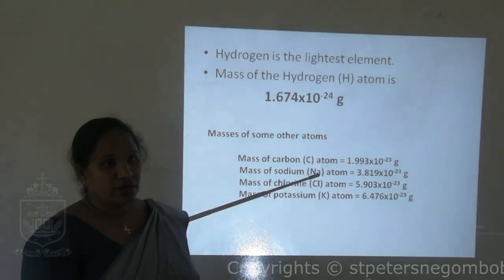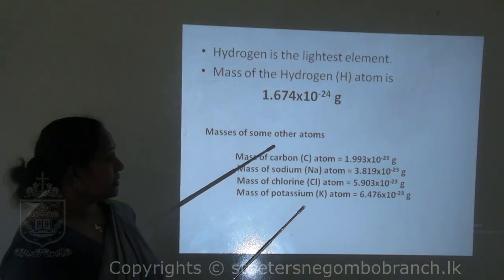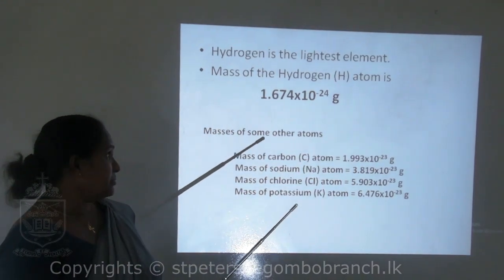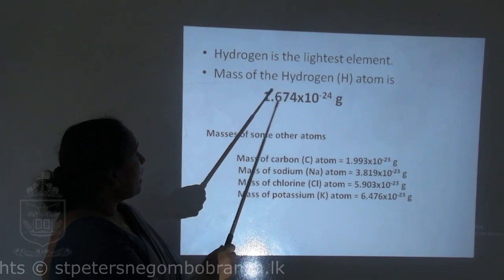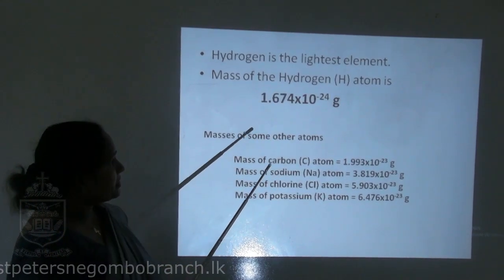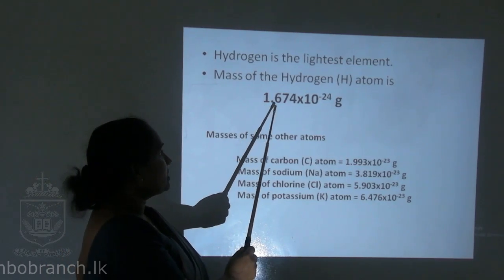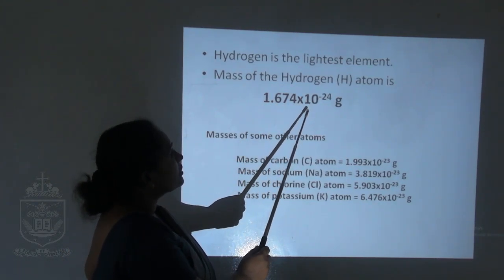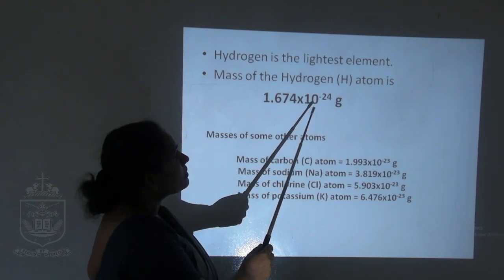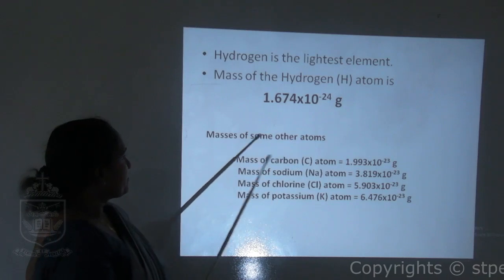Now, in the periodic table, you know, the first element is hydrogen. Hydrogen is the lightest element and the mass of a hydrogen atom is given here. It is 1.674 into 10 to the power minus 24 grams.